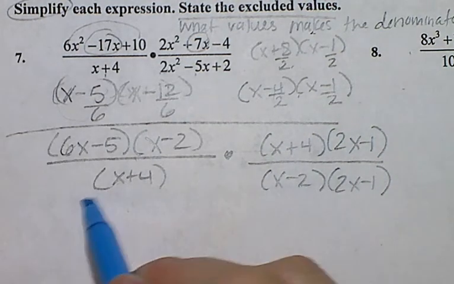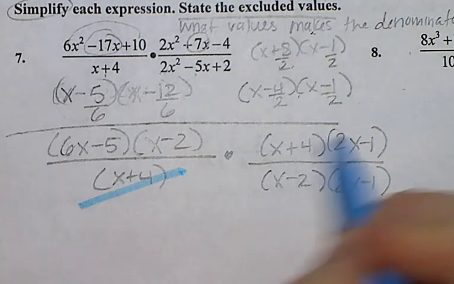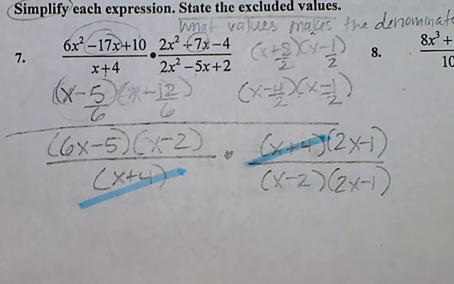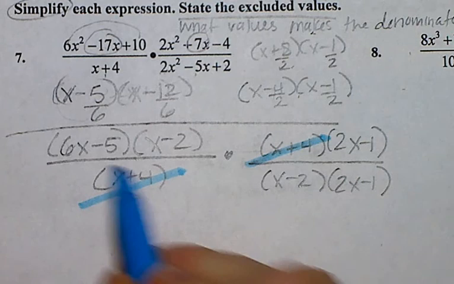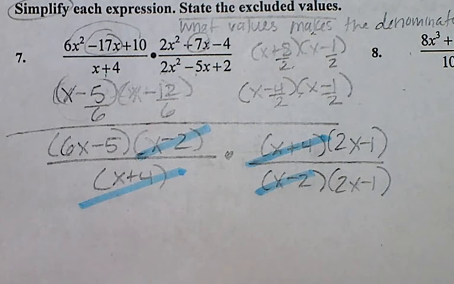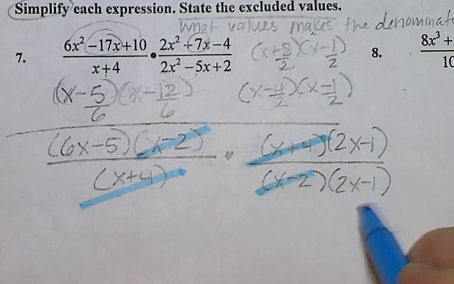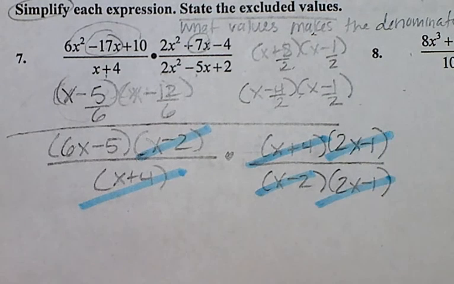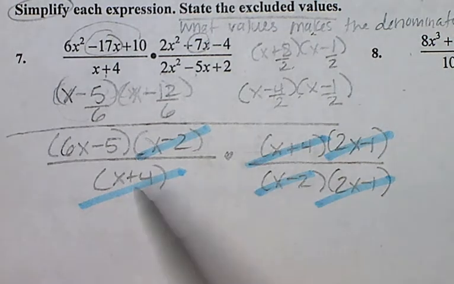So I'm going to put a line over x plus 4 and a line over x plus 4. They're being canceled. I'm checking, are there any x minus 2's? There is. So x minus 2 and x minus 2. And there's also an x minus 1 and an x minus 1. Remember, when you cancel something, those two things turn into 1's. So this turns into a 1 and 1, a 1 and 1, and a 1 and 1.